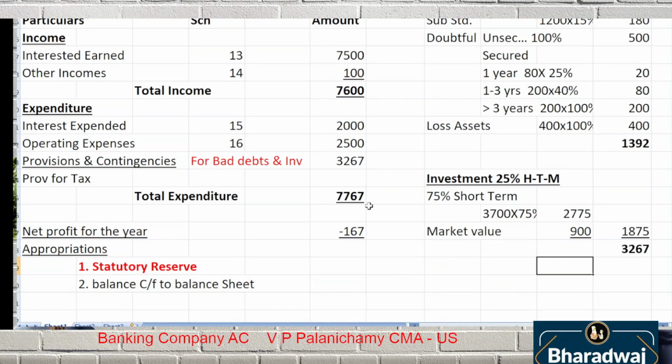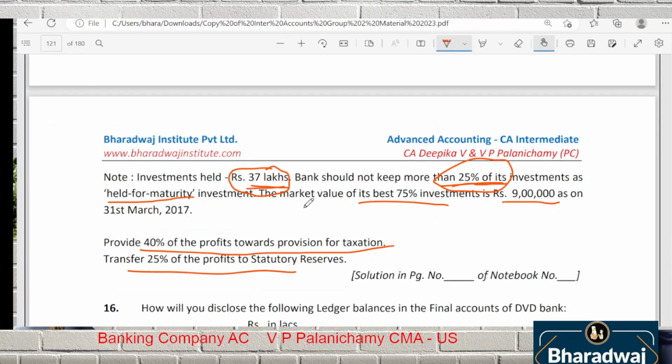Provision for bad debts and investment changes. So there is no profit. It is only the loss. So when there is a loss, no need of creating statutory reserve and balance carried forward to balance sheet.